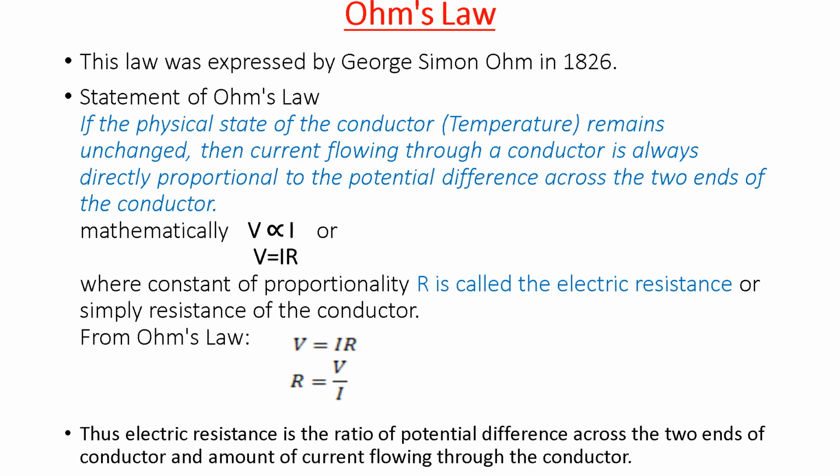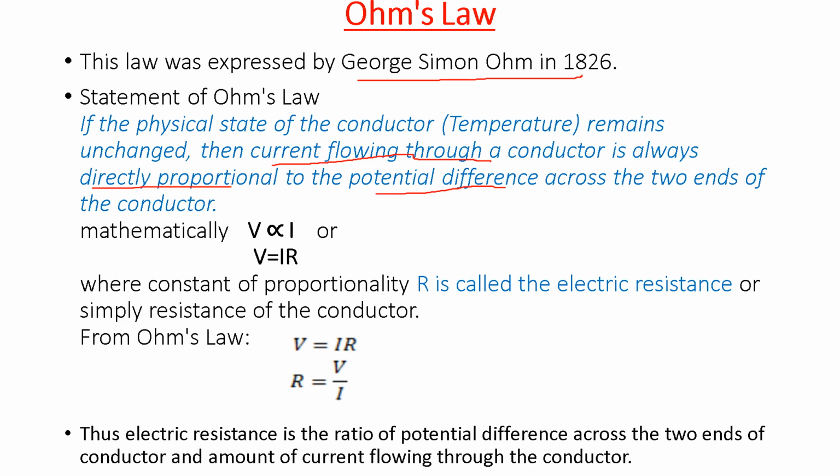Now the next topic is Ohm's law, a very important topic of this chapter. It was expressed by George Simon Ohm in 1826. The statement is: if the physical state of a conductor remains unchanged, the current flowing through the conductor is always directly proportional to the potential difference applied across the ends of the conductor. It says that the physical state should remain the same, meaning there should be no change in the temperature or the pressure.